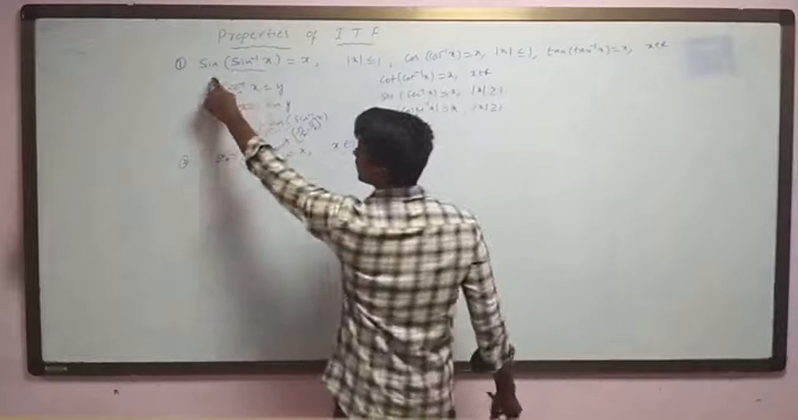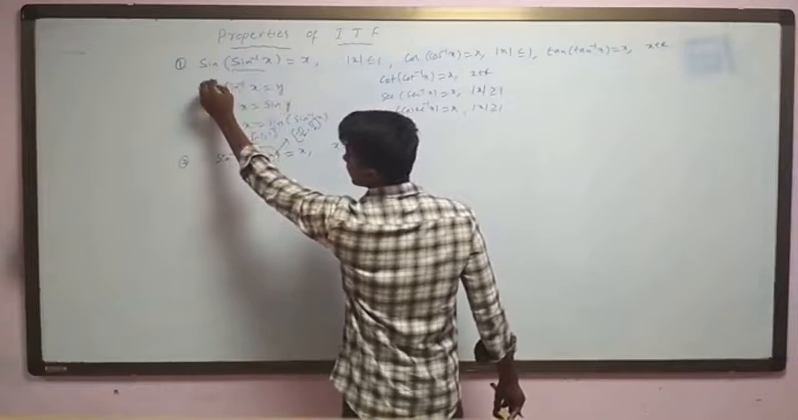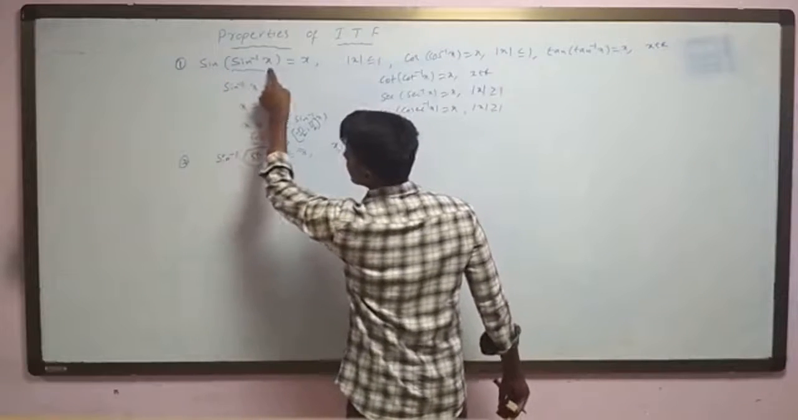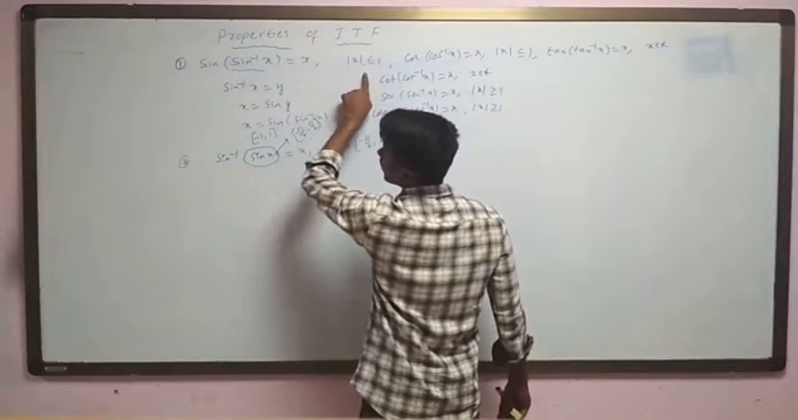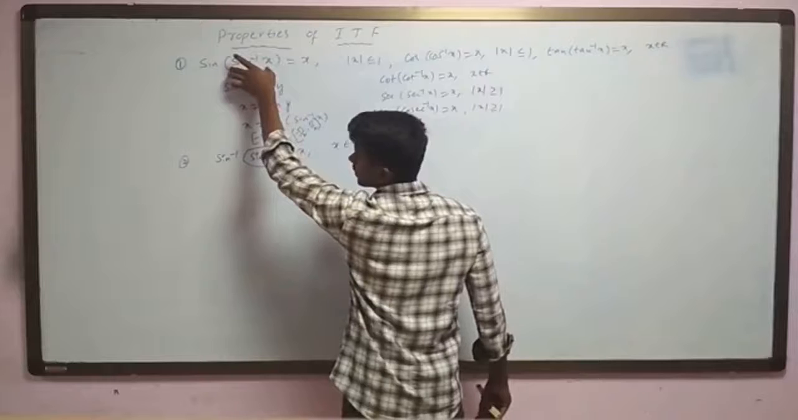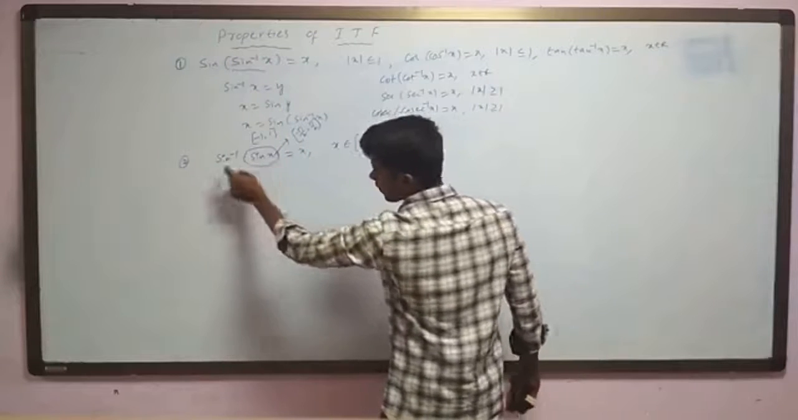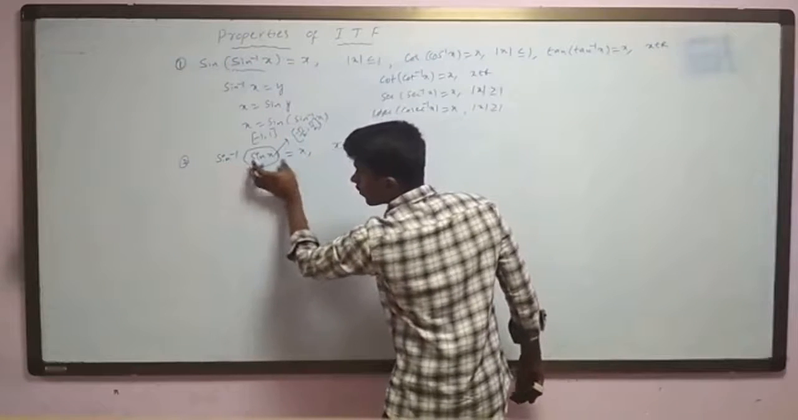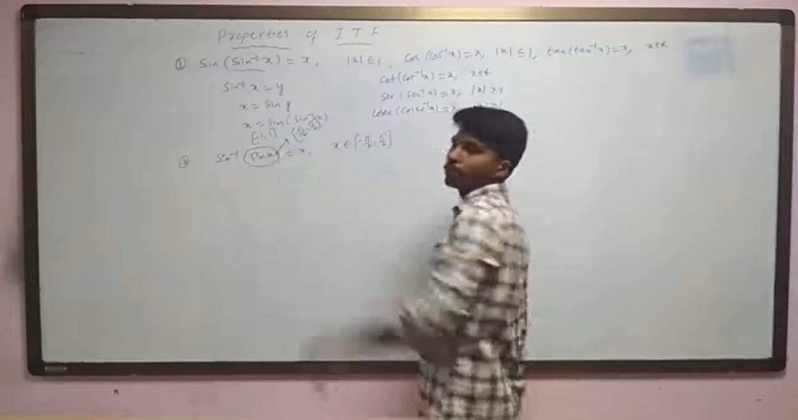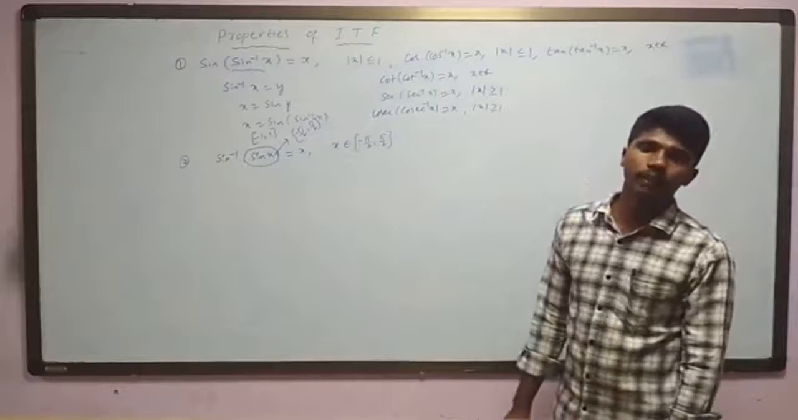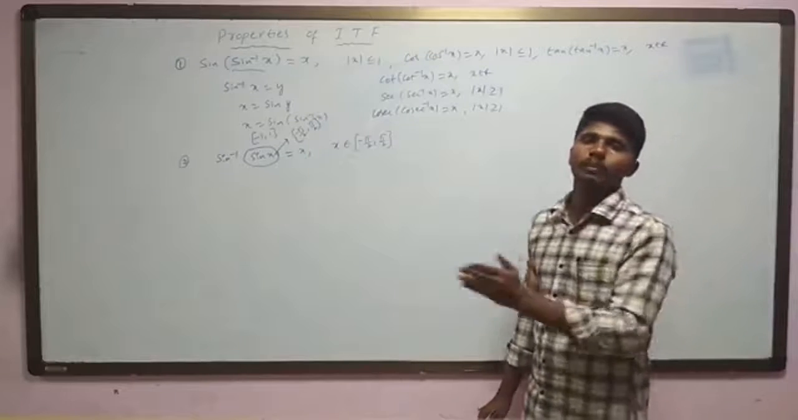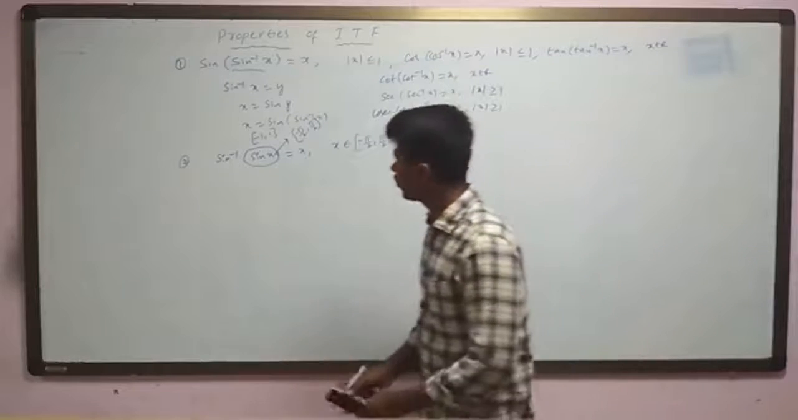Okay. In the previous case, in this first property, the x values lie between minus 1 and 1, and only then does the inverse sine function exist. Here the inverse sine function exists when sin x lies between minus 1 and 1. If sin x lies between minus 1 and 1, x lies between minus pi by 2 and pi by 2. Now we'll see the proof.